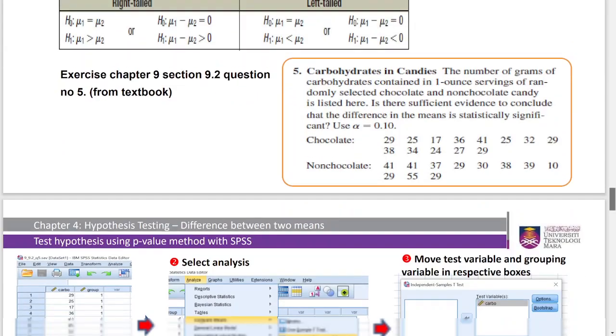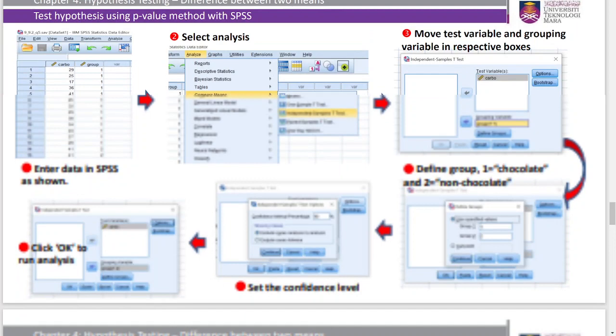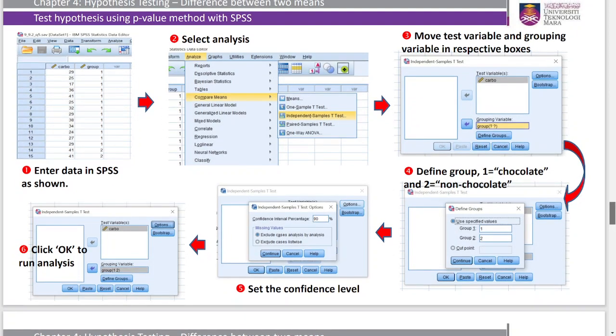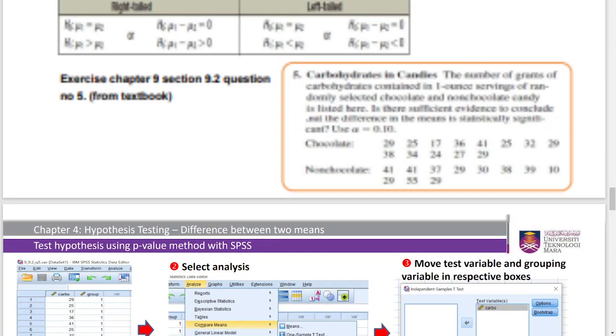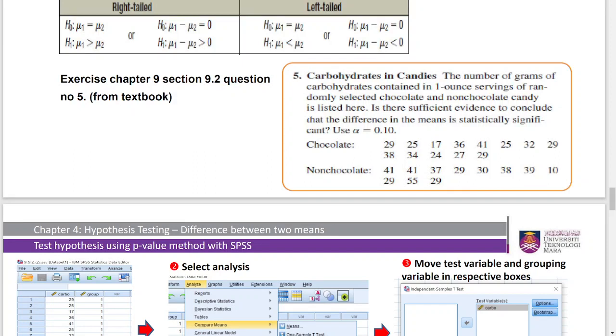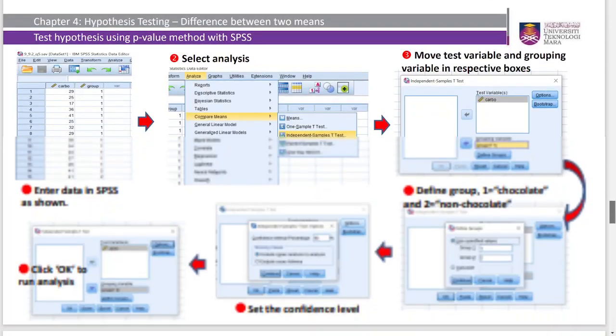Alright, so this is how you run the analysis using SPSS. So yang ni you all boleh cuba nanti gunakan mana-mana tables. So in this case, I'm using the carbohydrates, the example data from exercise chapter 9, section 9.2, number 5 from the textbook. So you have the carbohydrate in candies. So you have chocolate and also non-chocolate, and then you want to test, is there sufficient evidence to conclude that the difference in mean is statistically significant, alpha equals 0.1.